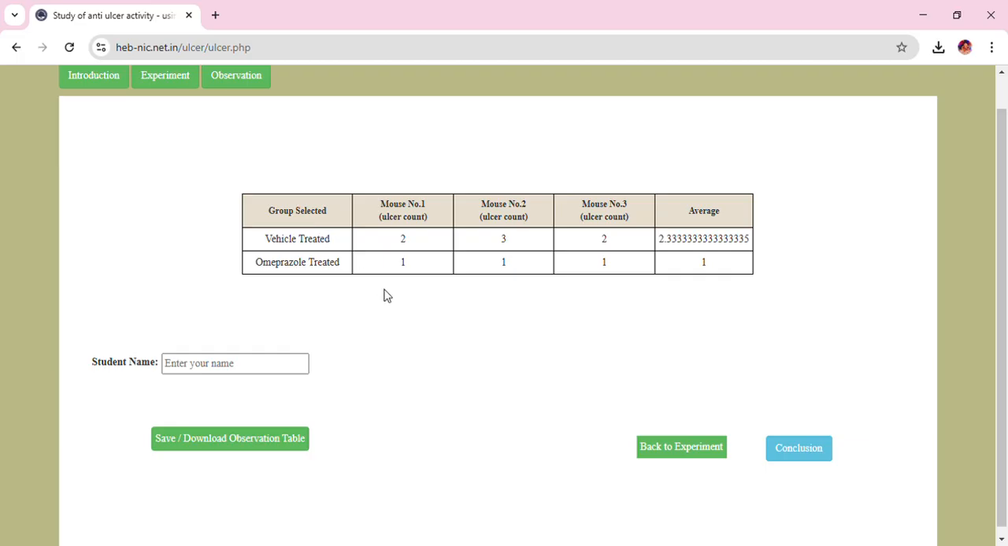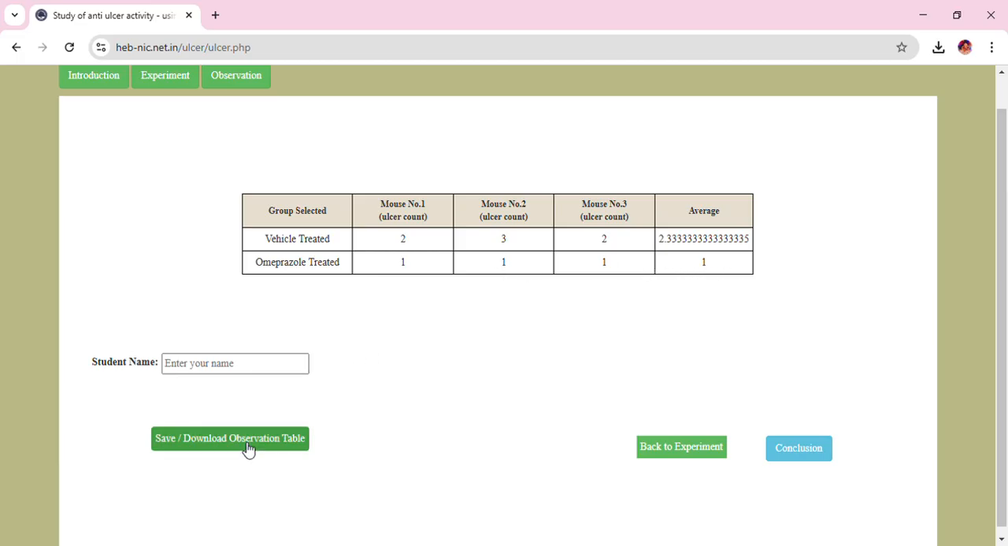Here we get the observations for the selected groups, that is, the vehicle treated and the drug treated. From the vehicle treated group, the ulcer counts from mice number 1, 2, 3 are as follows: 2, 3 and 2. So the average score from the vehicle treated group is 2.3. From the second group, the omeprazole group, mice number 1, 2, 3 have observations of 1, 1 and 1. So the average is 1.